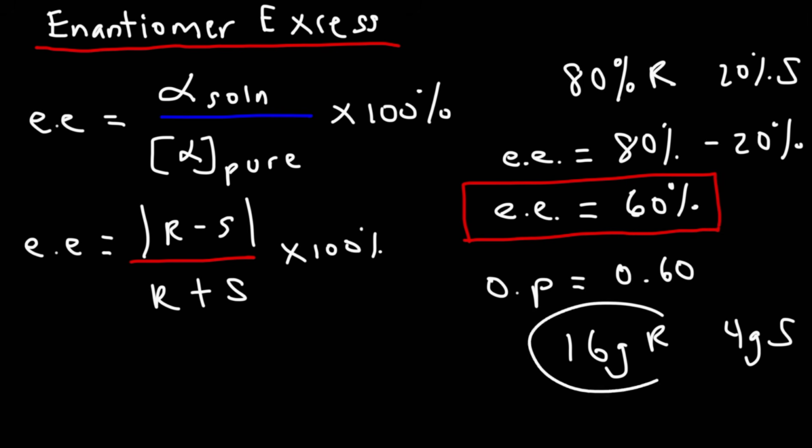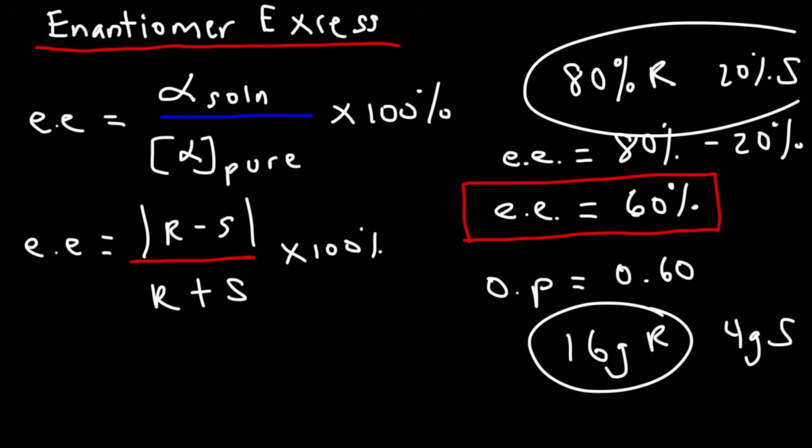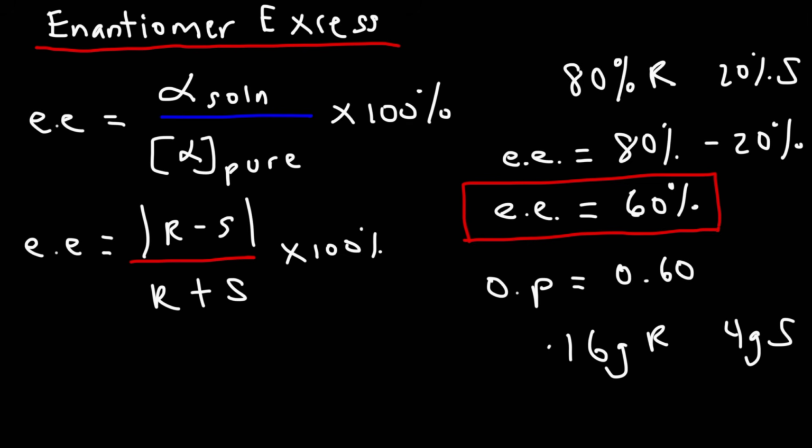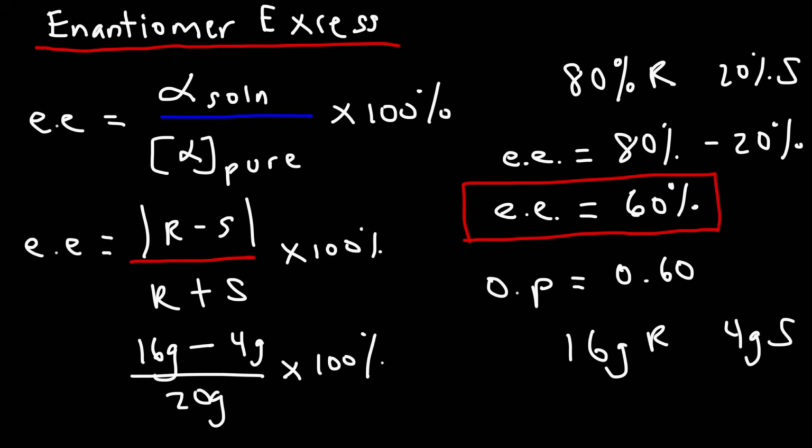Nevertheless, 16 is 80% of the total of 20. So as a percentage, these are still the same. But if we were to use this formula, we can still get 60%. So if we take 16 grams of the R isomer, subtracted by 4 grams of the S isomer, and divided by the total, 16 plus 4 is 20, we're going to get 16 minus 4, which is 12. 12 over 20 times 100%. 12 divided by 20 is 0.60 times 100%, which will give us 60%.